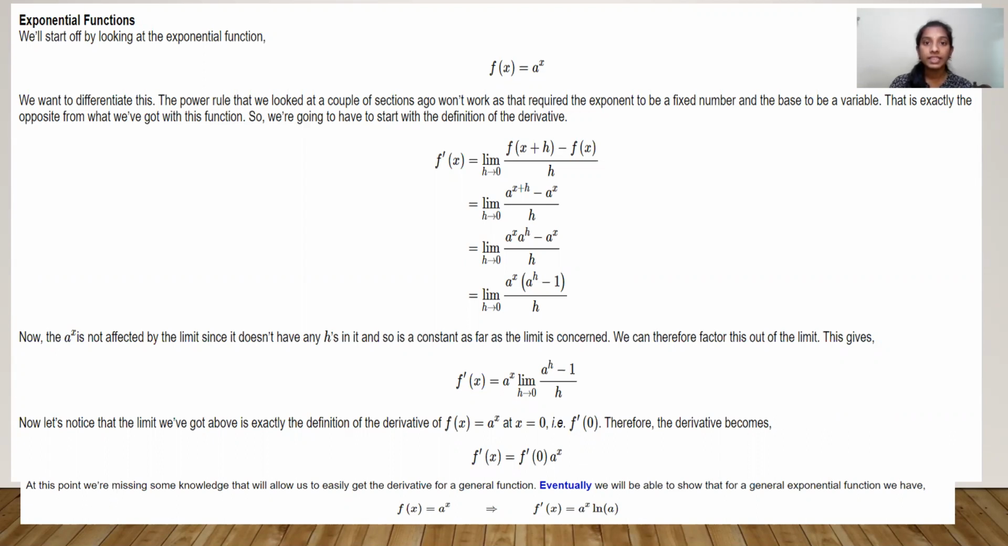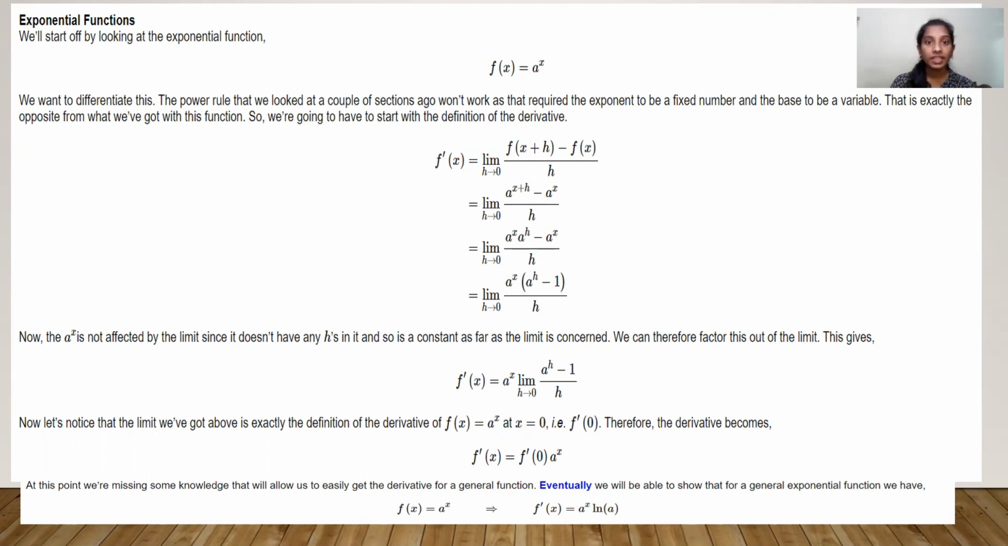That is, f of x is equal to a power x. We need to differentiate this. The power rule that we looked at a couple of sections ago won't work, as it requires the exponent to be a fixed number and the base to be a variable. That is exactly the opposite of what we have with this function. So we are going to have to start with the definition of derivative.